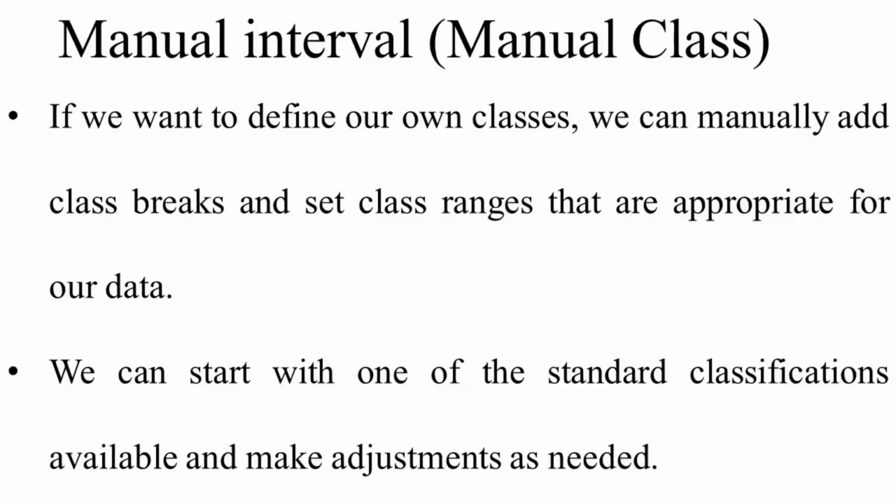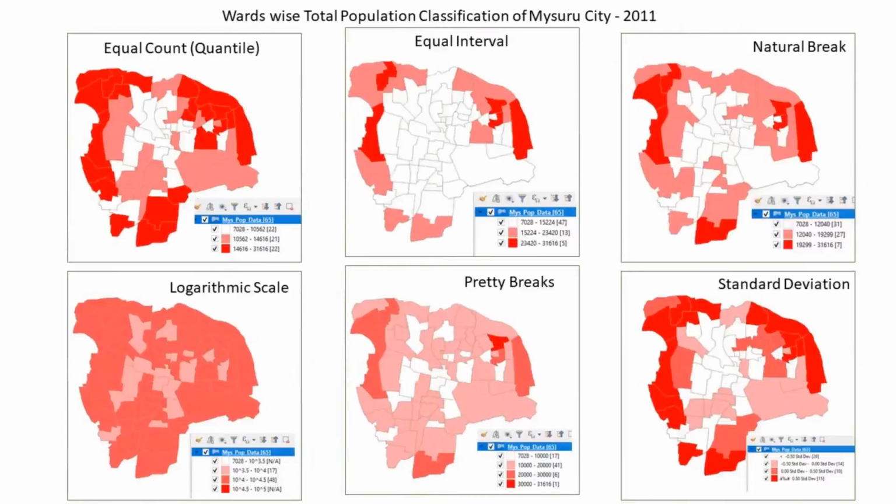appropriate for our data. To define manual interval, we can start with one of the standard classification methods available in the software and make adjustments as needed. For our better understanding, I have prepared maps using the default classification methods available in the software and shown here. The top 3 maps are classified into 3 groups using default classification methods available in the software, such as equal count, equal interval, and natural break. And the bottom maps are classified into 4 groups using logarithmic scale, pretty breaks, and standard deviation.